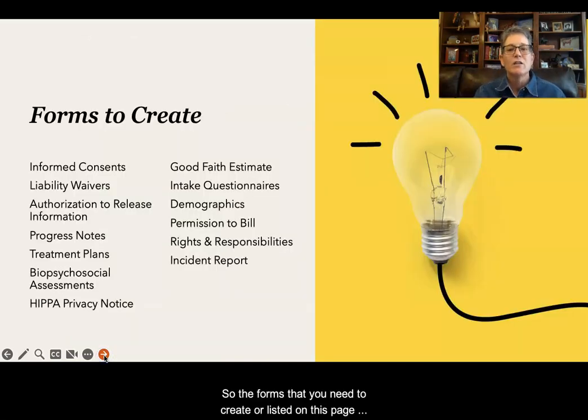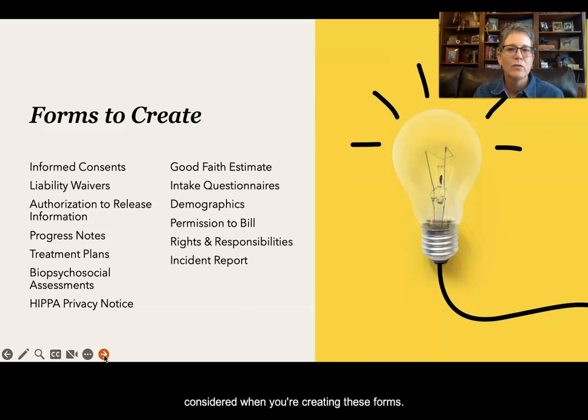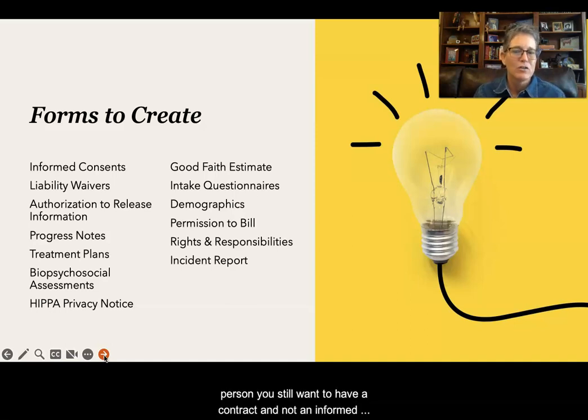So the forms that you need to create are listed on this page, and we're going to talk about some of them, but mostly what we're going to talk about is sort of the overarching ideas of what needs to be considered when you're creating these forms. If you're a coaching person and you're not a mental health person, you still want to have a contract and not an informed consent necessarily, but an informed consent really is a contract that explains things to clients about what you're going to do and what is your job and what are the things that you're responsible for and what are the things that you expect from them. And you want to have one of those.